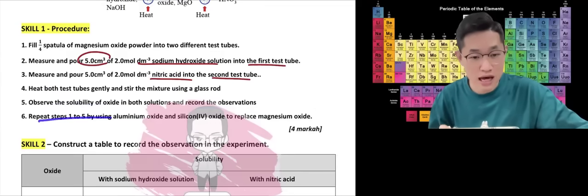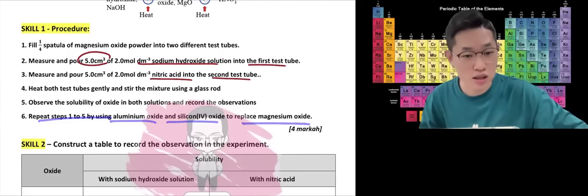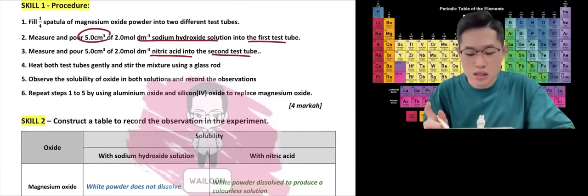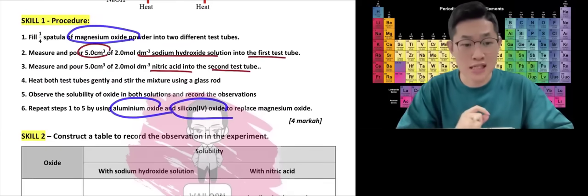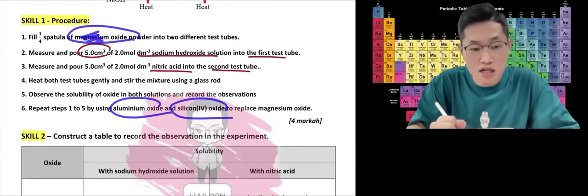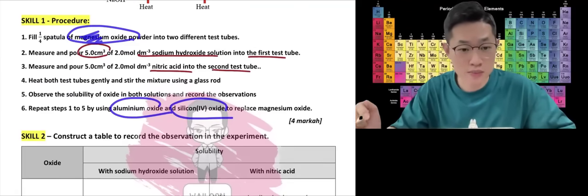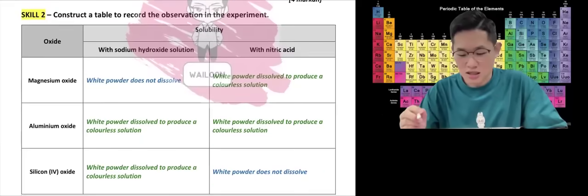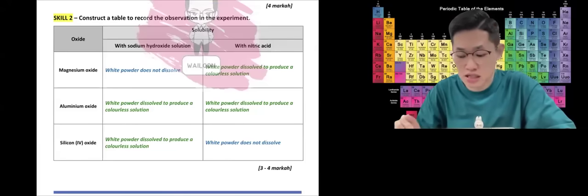Repeat the steps by using aluminium oxide, the other two oxides, to replace the first one. Just like that. So memorize the procedure. And then remember, guys, make sure the oxide powder is the same. If they change it, let's say they change it to sodium oxide, they are not using magnesium oxide, they use sodium oxide, then you just follow the material given, you write sodium oxide. So please don't memorize and then just write down word for word. Then here's the result. So do the experiment and then you automatically know the result.